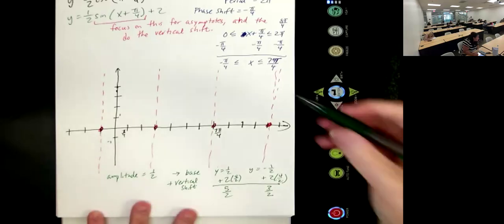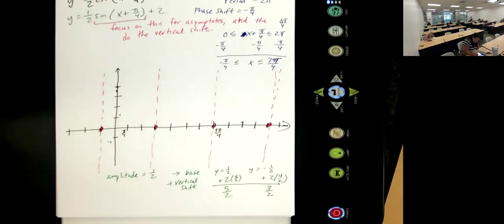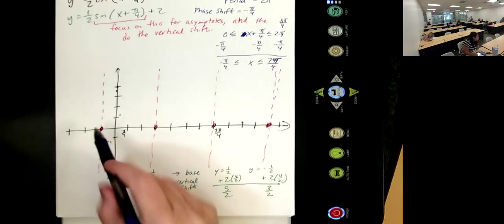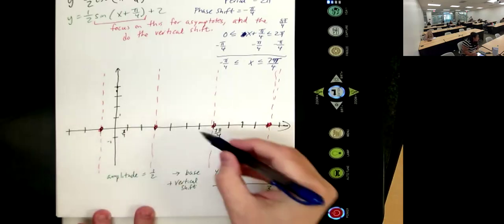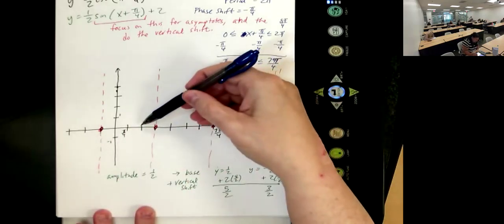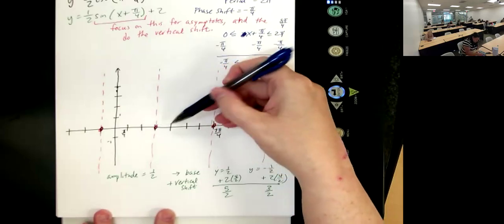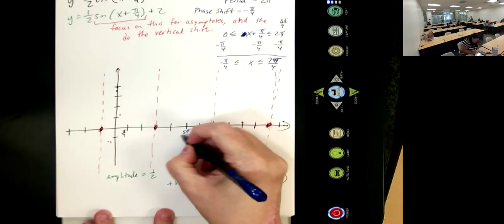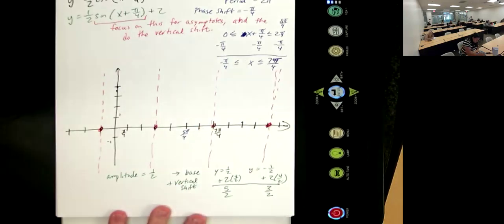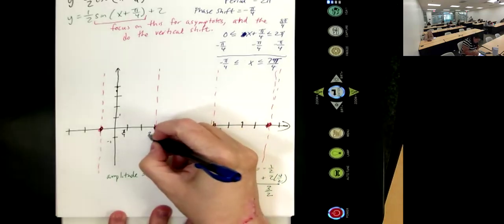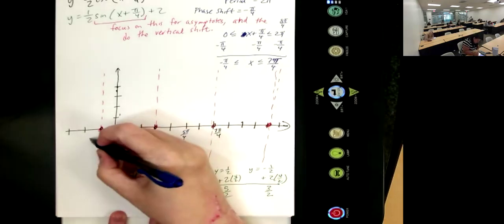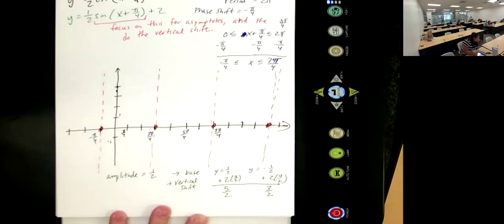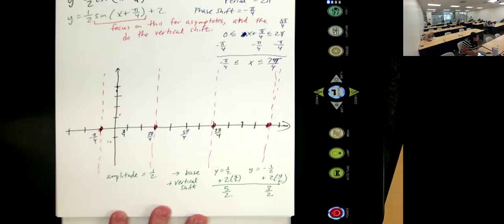And these will happen at my halfway marks. So my halfway mark between my asymptotes is pi over 4. This is 2 pi over 4, 3 pi over 4, 4 pi over 4, 5 pi over 4 right there. We need that one. This is 3 pi over 4 for that asymptote and negative pi over 4 for that asymptote. I got my asymptotes marked and where my peak and my dip are gonna be marked.